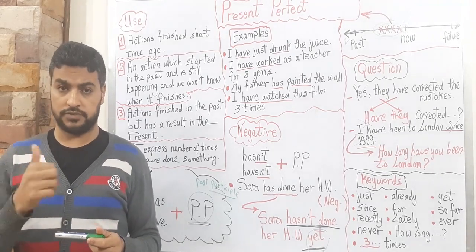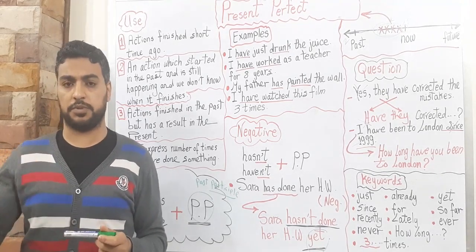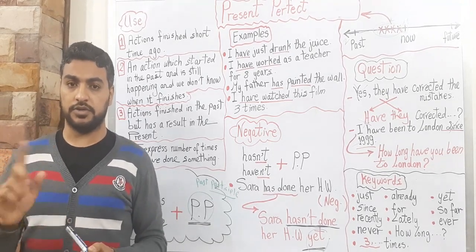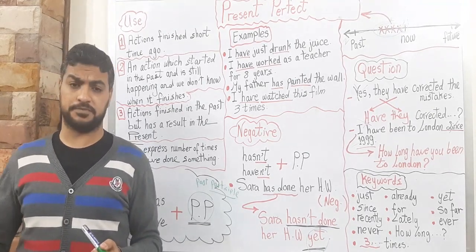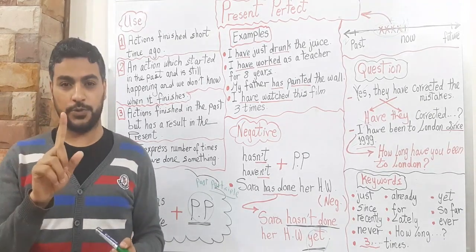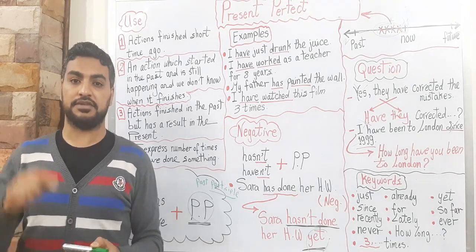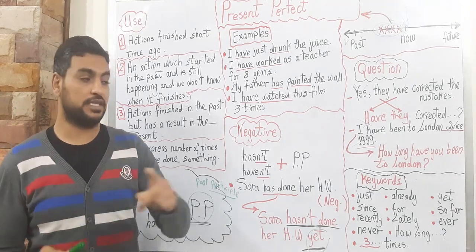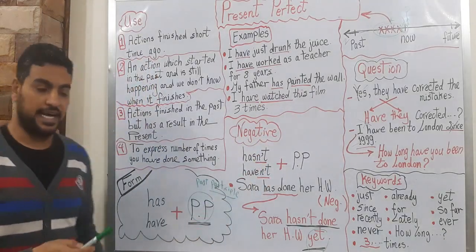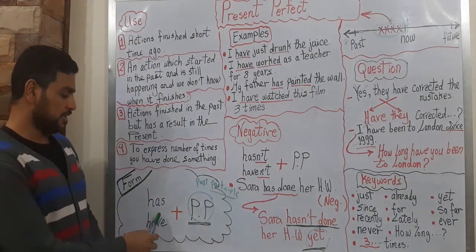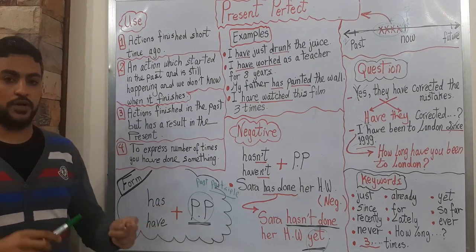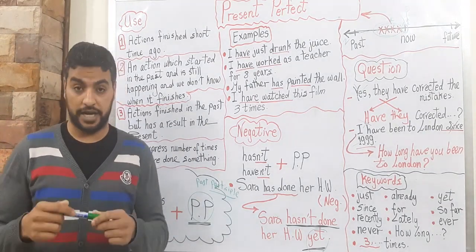Do, does? No, it's for present simple. Did? No, it's for past simple. Was, were? No, it's for past continuous and past simple. Am, is, are? No, it's only for present continuous and present simple. Has, have? Yes, that's it. Because it's for what? Present perfect. As we said, the form is has or have plus pp.